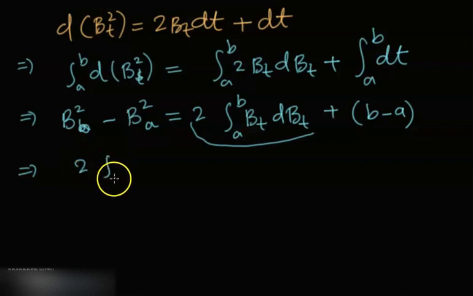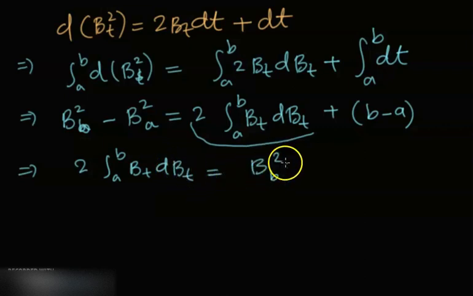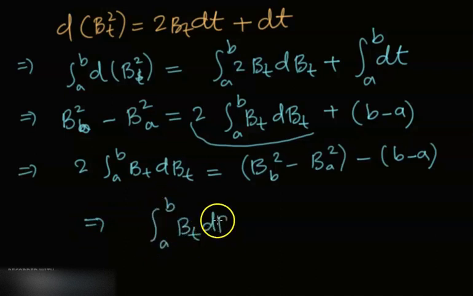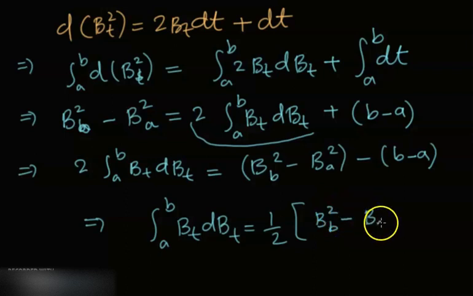So you get 2 times the integral from a to b of B_t dB_t equal to B_b squared minus B_a squared minus (b minus a). So you just take this 2 to the right side, and you will get the integral from a to b of Brownian with respect to Brownian is equal to 1/2 of Brownian computed at b squared minus Brownian computed at a squared minus (b minus a).